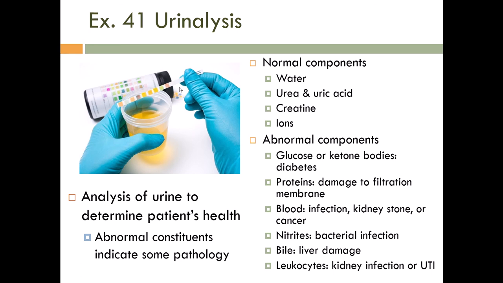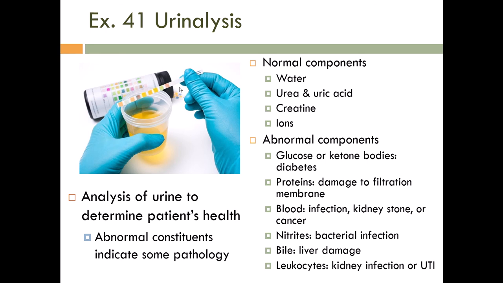Now, abnormal things can indicate that there might be a problem with your patient. So for instance, if your patient has glucose in their urine or ketones in their urine, it could indicate that they have hyperglycemia, they have diabetes, and don't have control of their blood sugar. They have too much sugar in their blood, and when it gets filtered out, it can't all get reabsorbed, and some of it shows up in the urine.